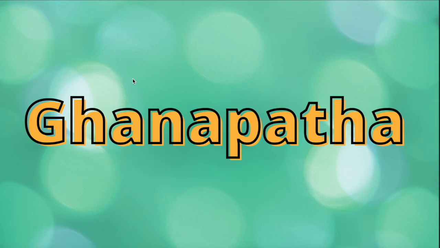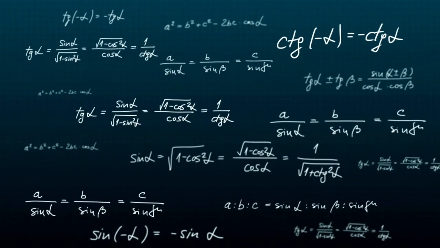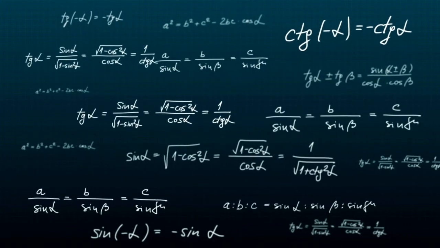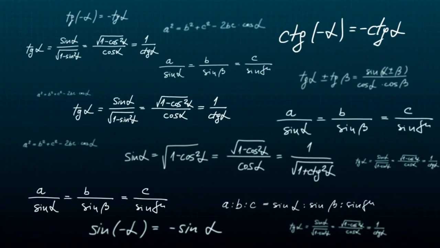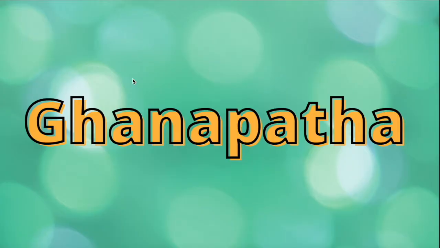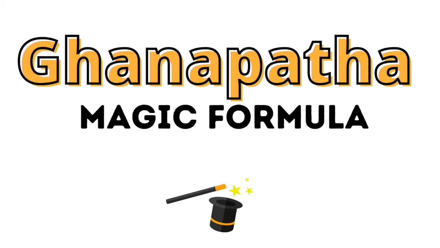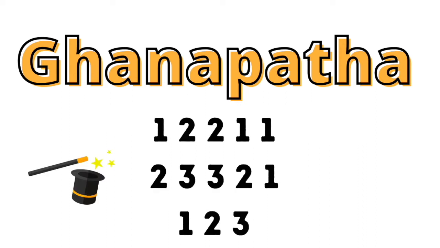Let us learn this wonderful sequence and method of chanting the Vedas. We may think it is very difficult and the formulas are too complex, but when we apply a wonderful magic formula, we realize it's not so bad at all. It is easy. We just need to learn the magic formula. What is the magic formula? Would you like to know? The magic formula is the number sequence 1 2 2 1 1, 2 3 3 2 1, 1 2 3.